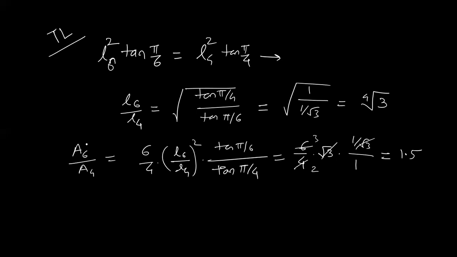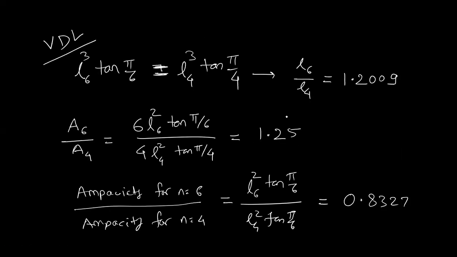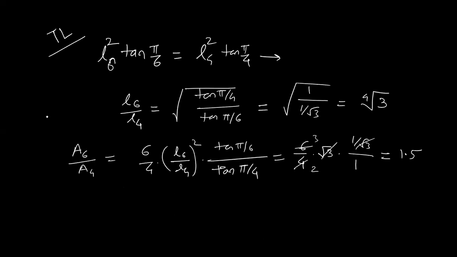So as you can see, the area served by 6 feeders is 50 percent higher than the area served by 4 feeders when we have thermally limited feeders. Compare this ratio with the previous one, where we have only a 25% increment when we have voltage drop limited feeders. This now gives a trade-off. Suppose we want to serve a higher area, then we need to go for thermally limited feeders because they cover more area in the case of n equal to 6.